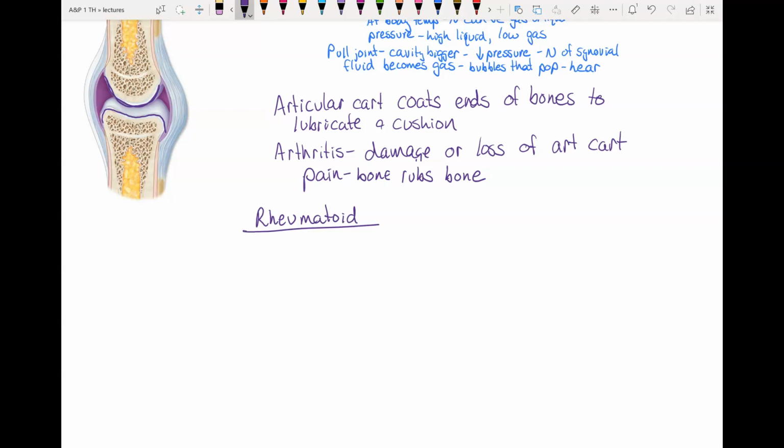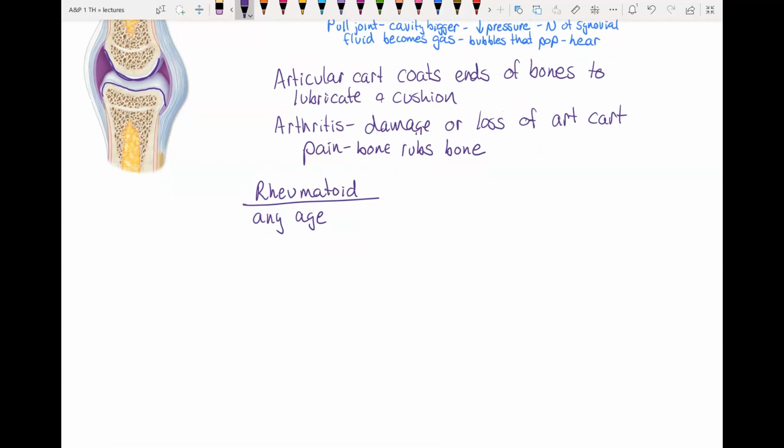Rheumatoid arthritis has nothing to do with age. We think of arthritis as happening in older people, but rheumatoid can occur at any age. There's even juvenile rheumatoid arthritis that can occur in children. This is an autoimmune disease.